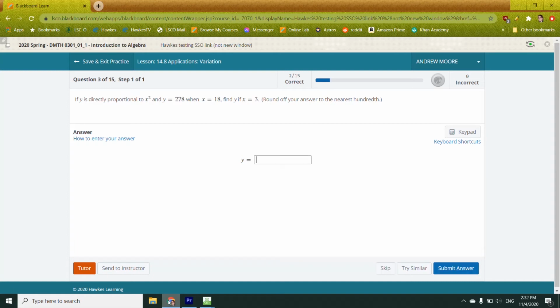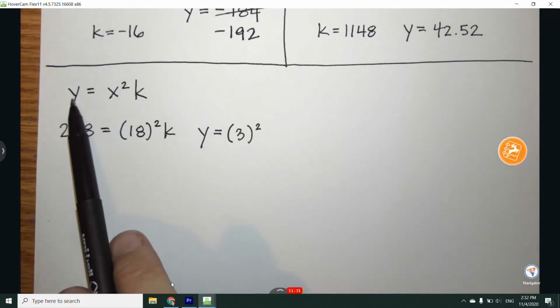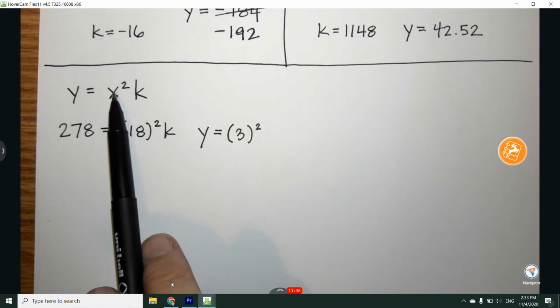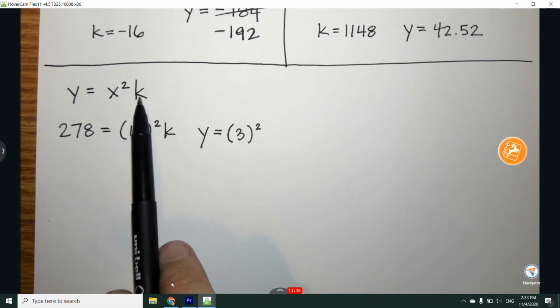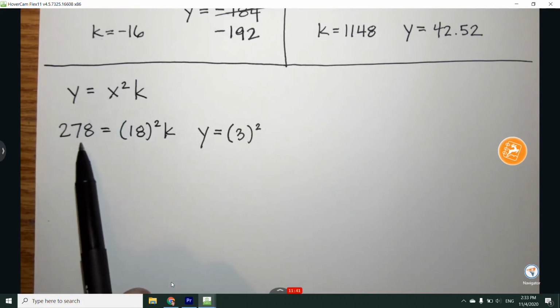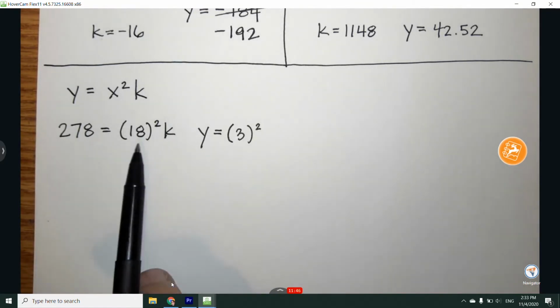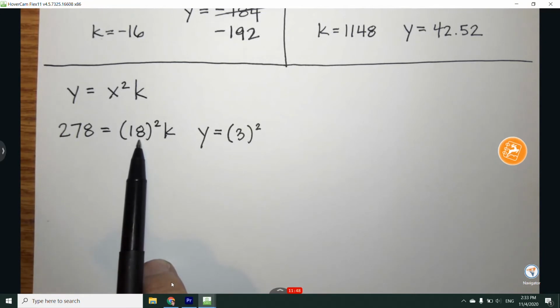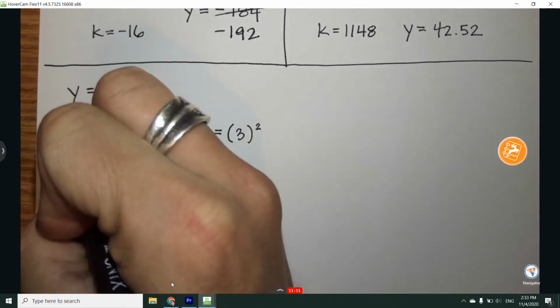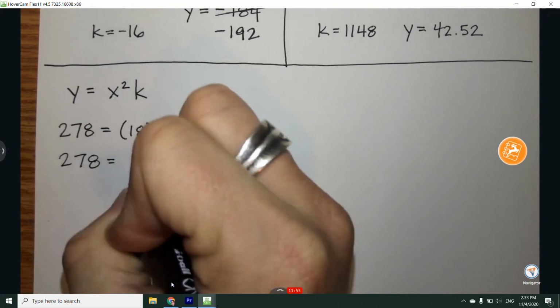If y is directly proportional to x squared and y is equal to 278 when x is 18, find y if x equals 3. Round off your answer to the nearest hundredth. Okay, so it says y varies directly with x squared. We have our constant in our problem, so we're going to plug in our y is 278, our x is 18, and so we're going to carry this thing out. So first thing we're going to do is square our 18, which gives us 324.